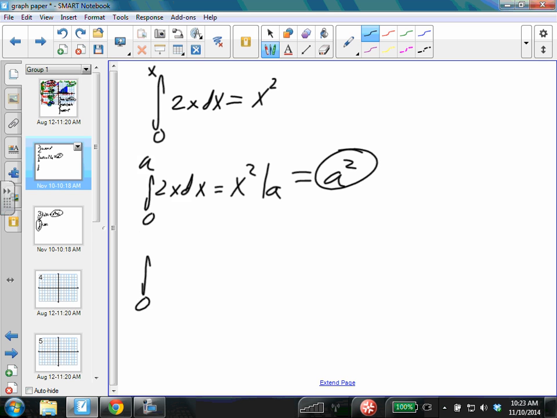Now the area from 0 to b of 2x dx, what would that be? x squared evaluated at b, so the final answer would just be b squared. Very good.